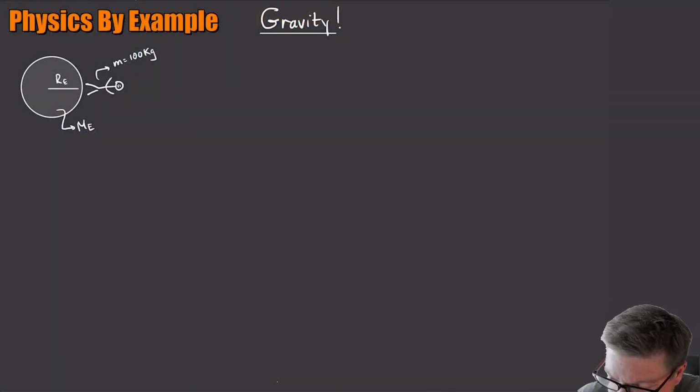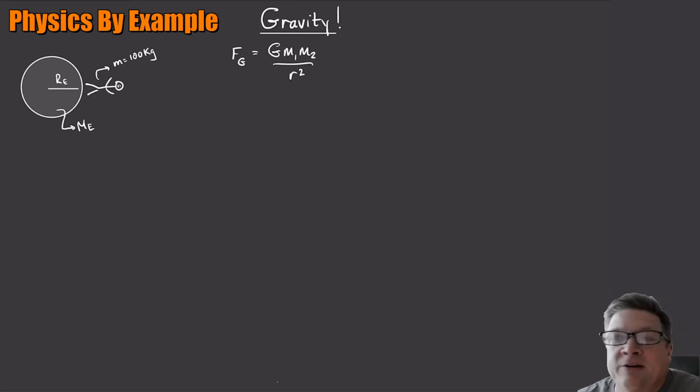Here's the law. The force of gravity is big G, just a constant, times the two masses that are involved, divided by the distance squared between them. So as you increase the distance, the gravity falls off, right? It's weaker as you get farther apart, and it goes as the square of the distance.